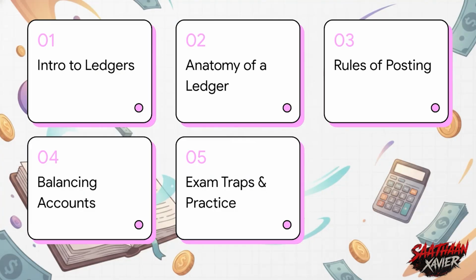To solve this, we're going to walk through 5 steps today to completely master the ledger. First, an introduction to ledgers. Second, the anatomy of a ledger. Third, the rules of posting. Fourth, balancing the accounts. And finally, number 5, exam traps and practice.